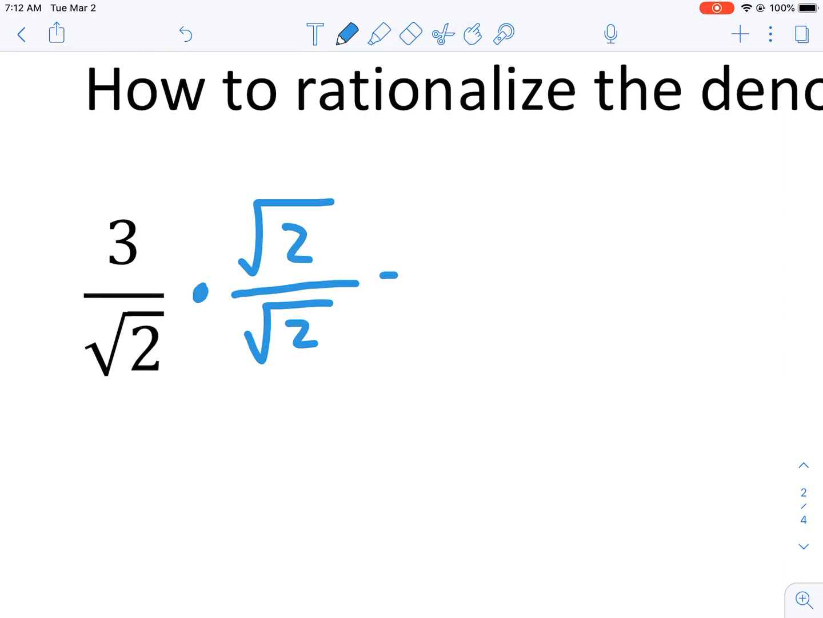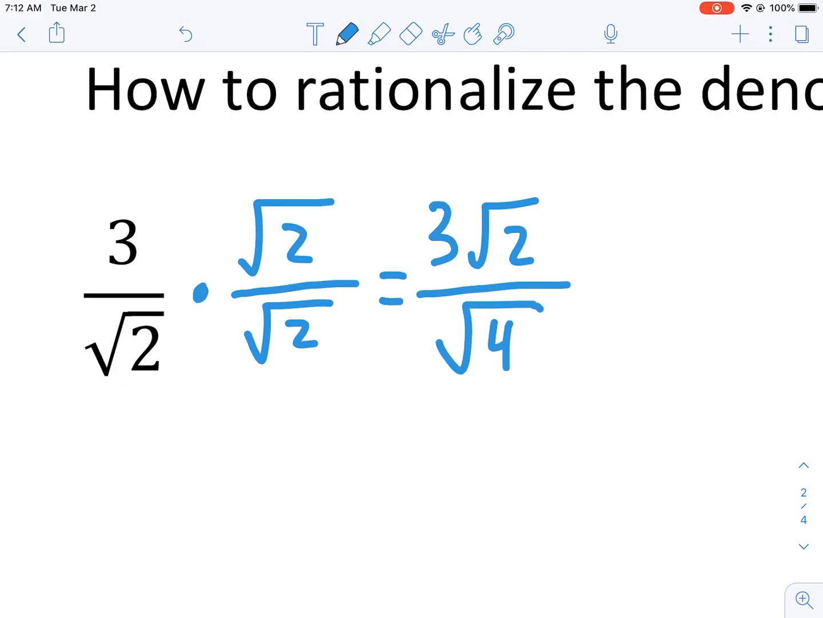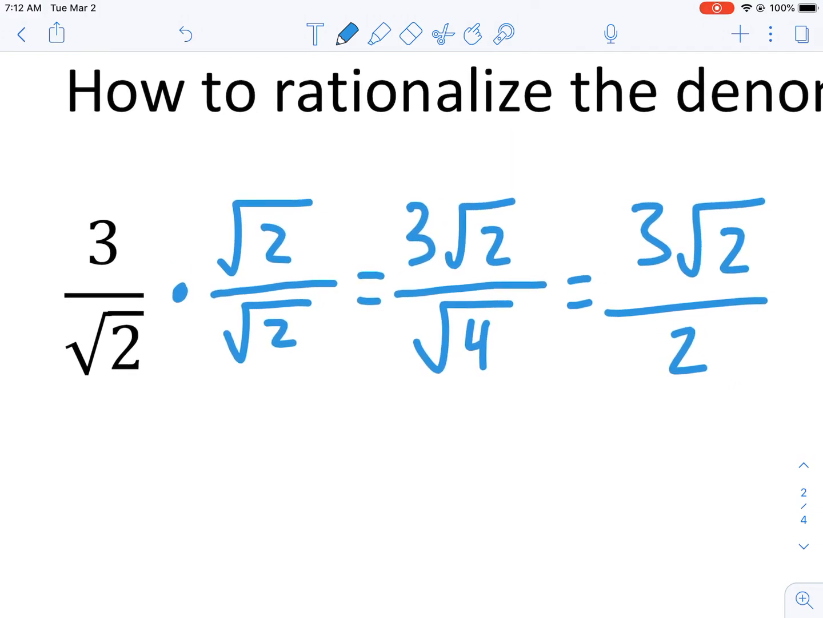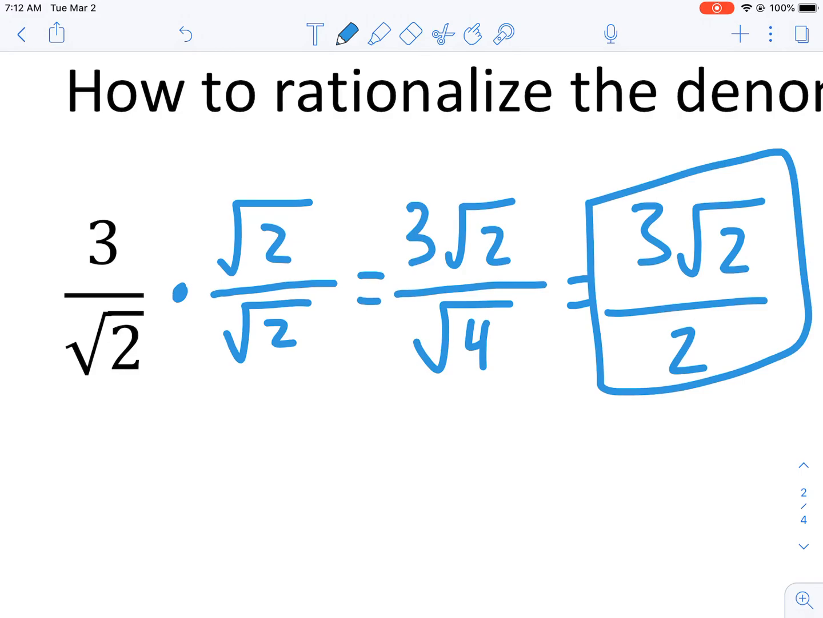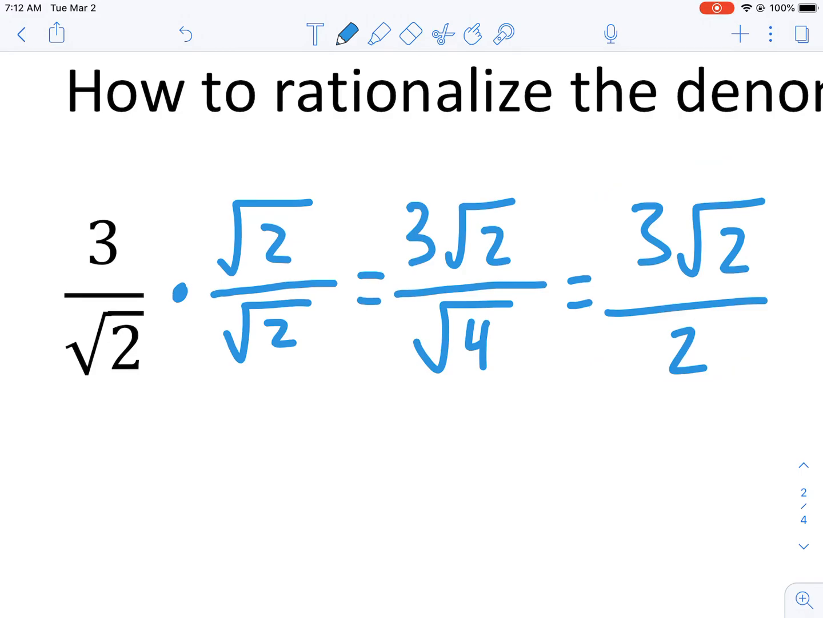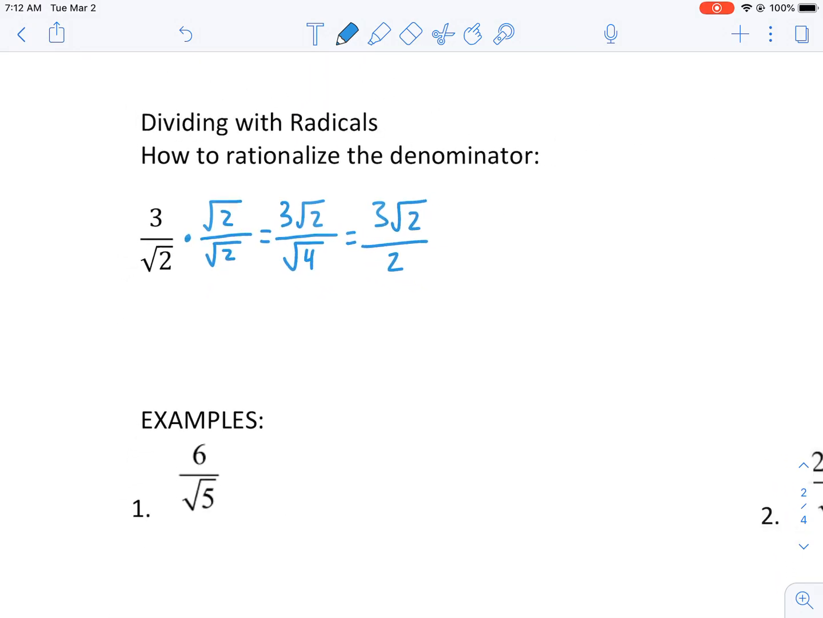The reason we want to do that is, one, anything divided by itself is 1, so we're not changing the value of our original number. And two, by multiplying the same number by each other, we're guaranteeing that this number right here is now a perfect square, and because that number is a perfect square, we can take the square root of it. Square root of 4 is 2. And so now this is the more simplified, correct version, 3 square root of 2 over 2. That's basically what you're trying to do. You're moving the denominator into the top.